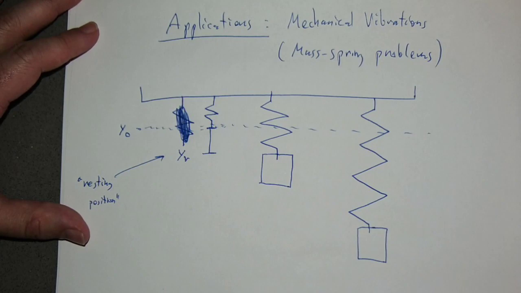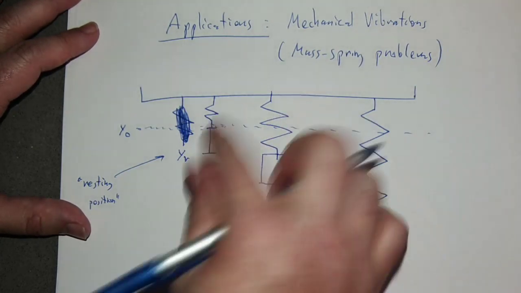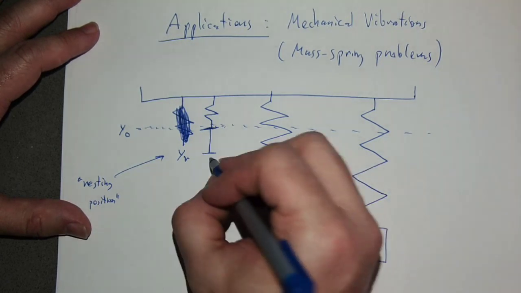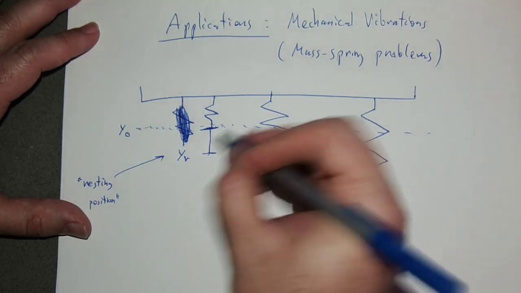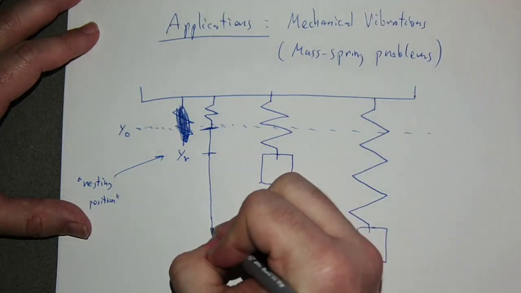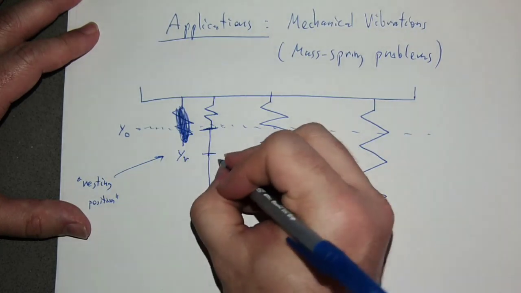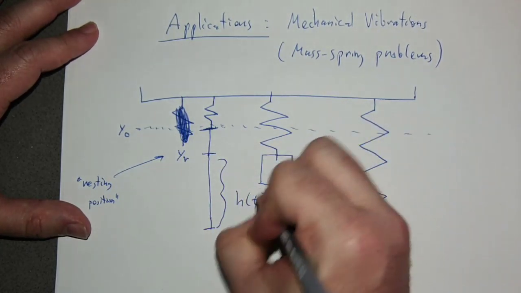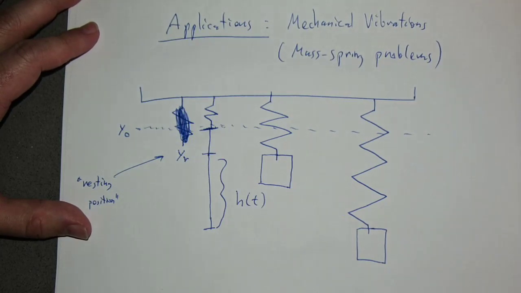Okay, once I've attached the mass, it's not like the resting position of the spring with no mass attached to it. So here's my resting position. So then what I am interested in is the displacement of this from resting position. I'll call that h of t.